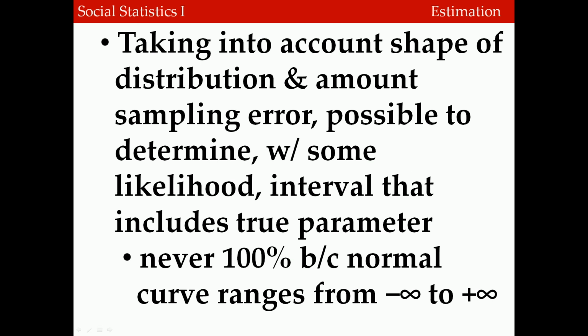But if we take into account the shape of the distribution and the amount of sampling error, we can determine with some level of likelihood the interval that includes the true population parameter. Unfortunately, we can never be 100% certain that our range of values contains the true population mean, because the normal curve ranges from negative infinity to infinity, and we could have a sample mean that's very far in either one of the tails. So even if we create a range of values that we think includes the true population mean, it may not.